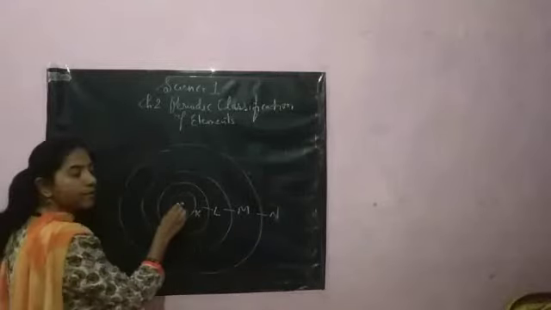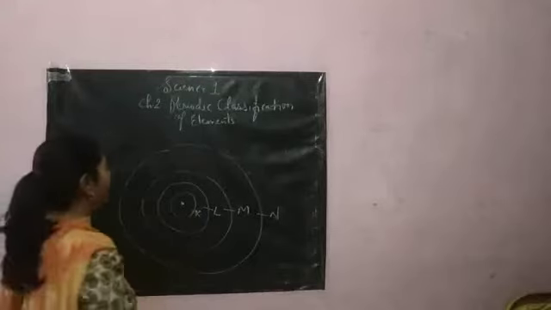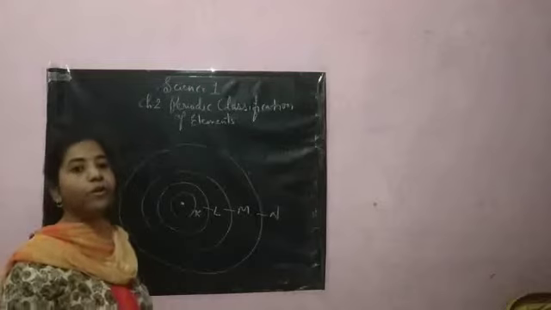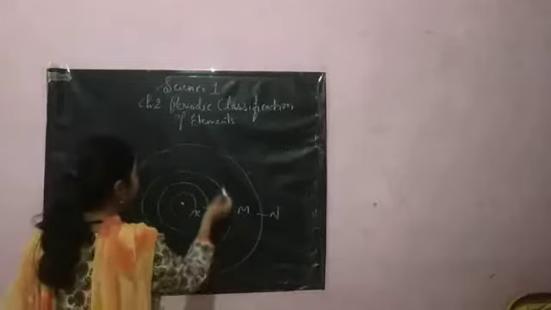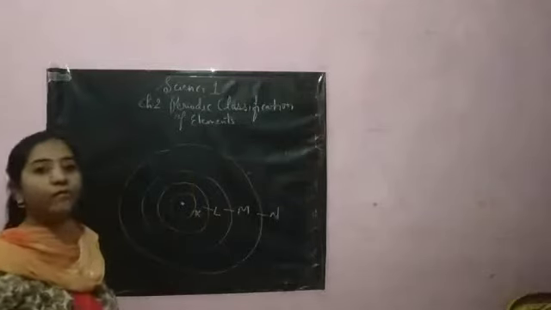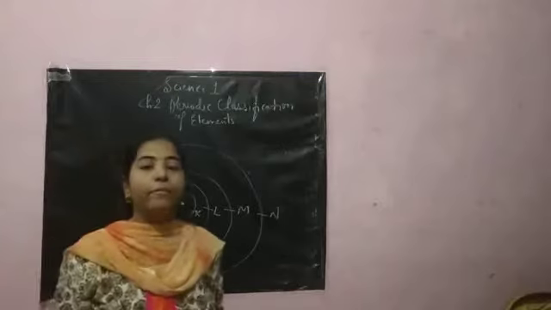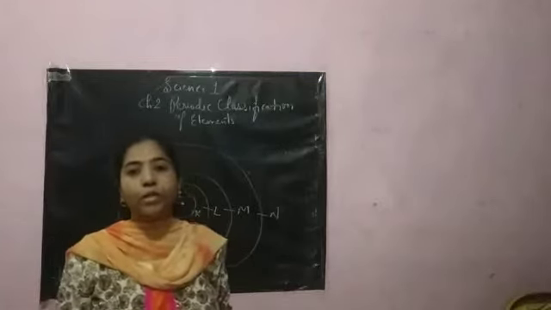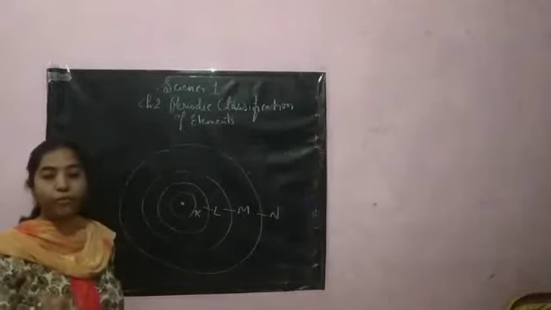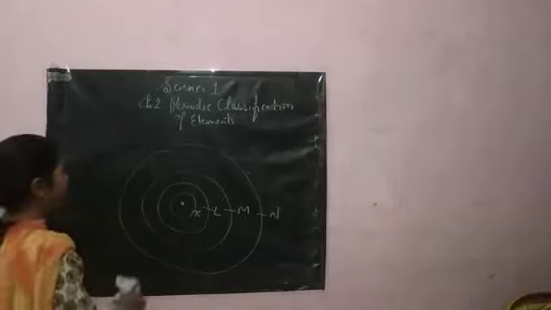In the nucleus of an atom, you will find two particles: the proton, which carries positive charge, and the neutron, which is chargeless. At the periphery of the nucleus, there will be electrons fitted as per the atomic number, and always the atomic number of an element is equal to the number of electrons. That means the number of protons and the number of electrons in an atom is the same.